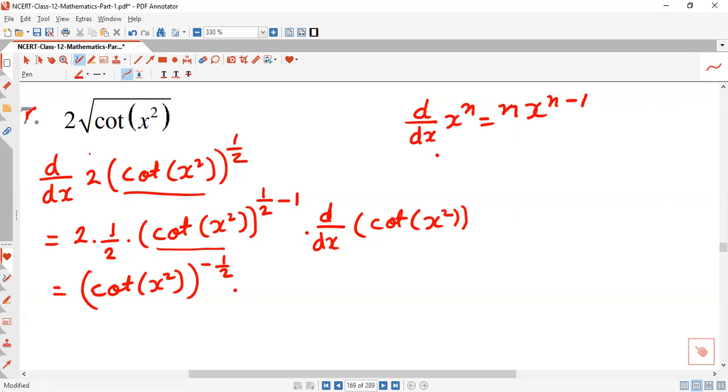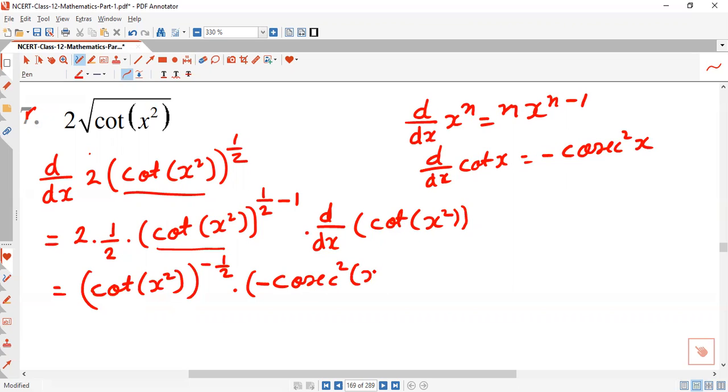You know the formula that dy/dx of cot x is minus cosec square x. Use this formula. It will come out minus cosec square x. Here again, x squared is there, not the x. This is not x, this is x squared. So we write down here the dy/dx of that x squared further.